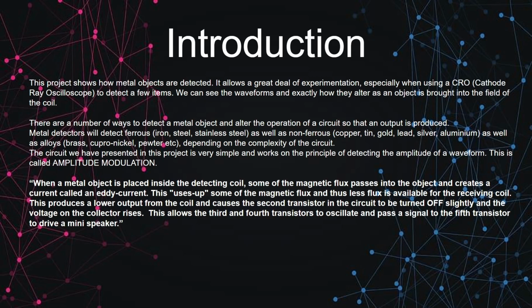When a metal object is placed inside the detecting coil, some of the flux passes into the object, and that's why it creates a current called eddy current. But as we know, it shows a resistive behavior, and that's why some of the magnetic flux is used up, and hence less flux is available for the next coil to receive. And that's why the coil has a lower output compared to the first one, which causes the second transistor in the circuit to be turned off slightly, and hence the voltage on the collector rises. Consequently, this allows the third and fourth transistors to oscillate, which passes a signal to the fifth transistor, which drives the mini speaker.